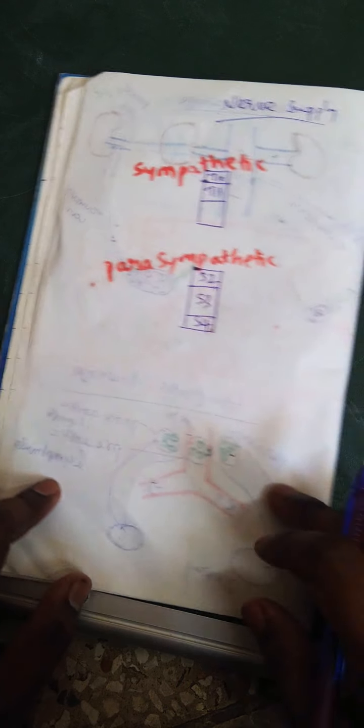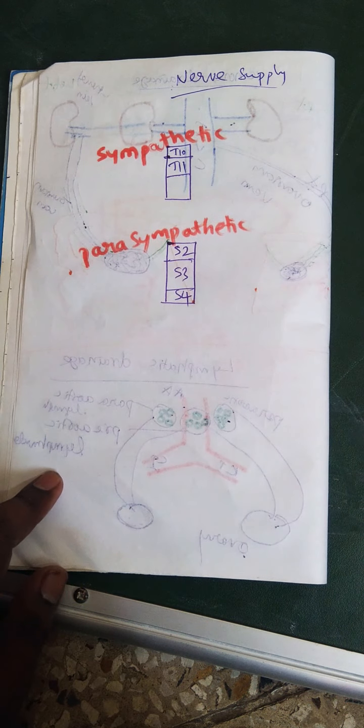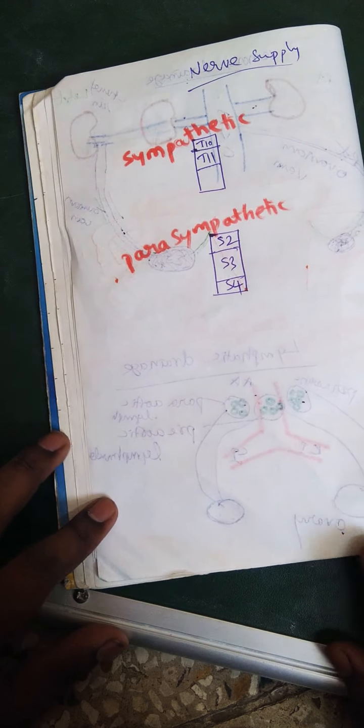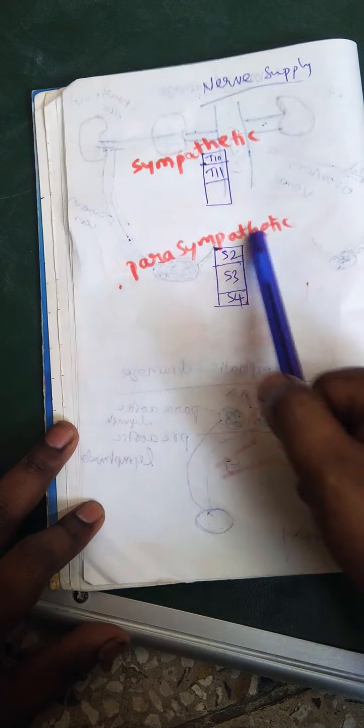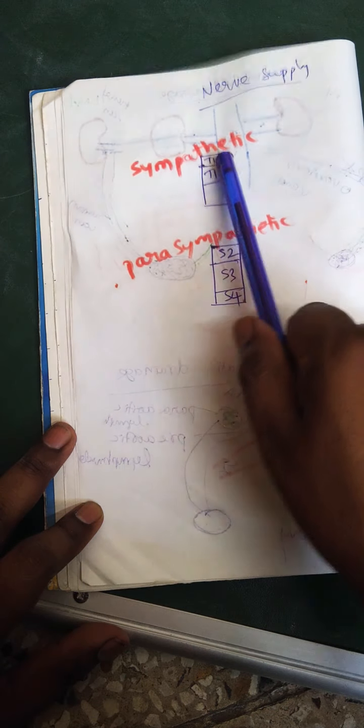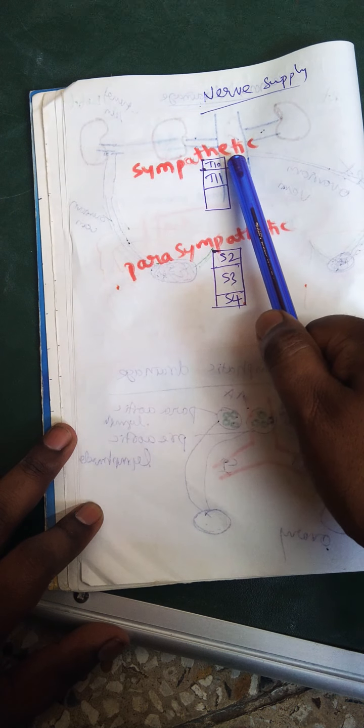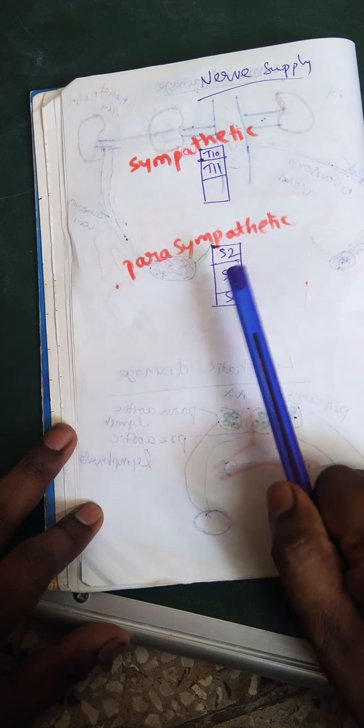Nerve supply. As you are aware, the ovaries are under control of the hormonal system through the anterior pituitary gland, through follicle stimulating hormone and luteinizing hormone. But there is also sympathetic innervation and parasympathetic. So, the autonomic nervous system: thoracolumbar is sympathetic and craniosacral is parasympathetic.